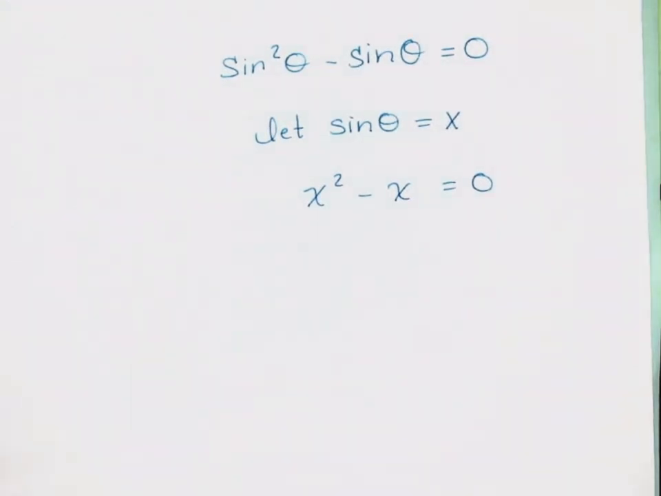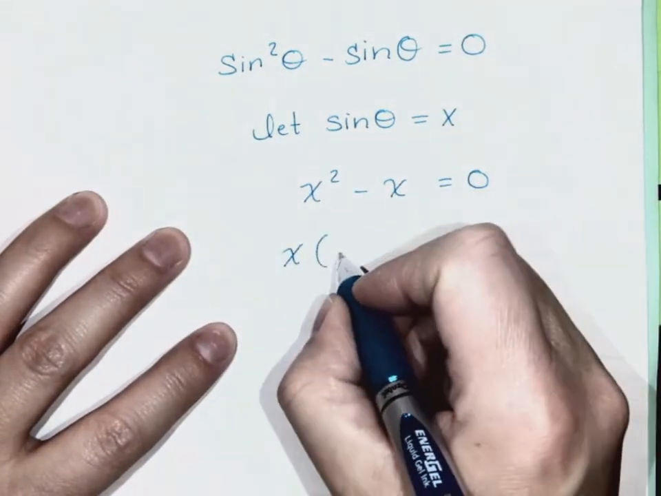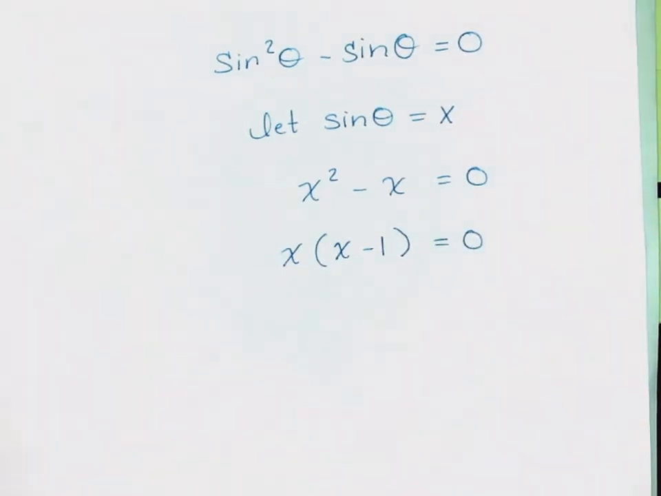Common factoring. What am I going to common factor out? I'm going to take out an x. What am I left with? x minus 1. Oh, where were you when I was teaching this to my grade 10s? They really struggled with this.